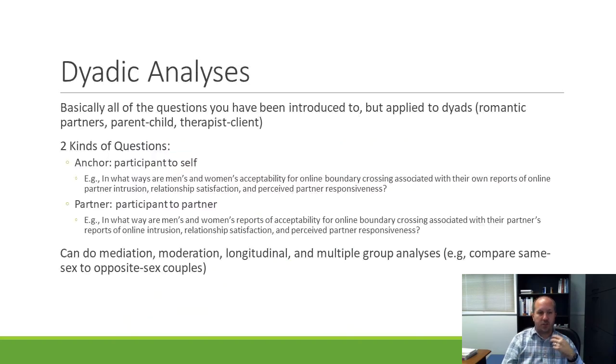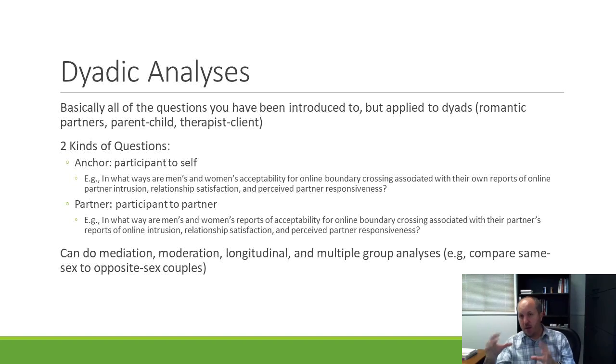So typically in this kind of analysis, we're going to have a lot of the same kinds of questions we've had before, but we're going to have essentially two kinds of research questions or hypotheses, the anchor and the partner. The example I gave you here is from one of my articles. So the anchor is, in what ways are men's and women's acceptability for online boundary crossing associated with their own reports of online partner intrusion, and so on. Where the partner path would be, in what way are men's and women's reports of acceptability for online boundary crossing associated with their partners'? So it's women's to men's and men's to women's.